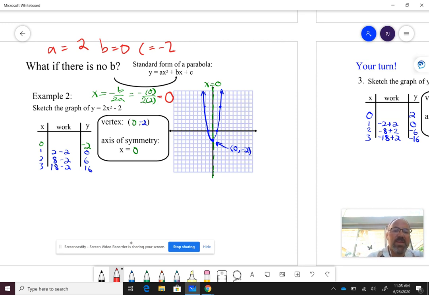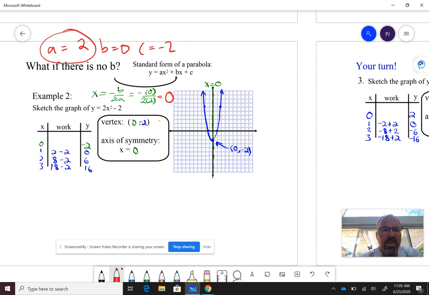So if my axis of symmetry is 0, that is the y-axis. It comes right down the y-axis, my axis of symmetry. Now for the y value of my vertex, if I plug 0 back in here, that's just 0 squared times 2, which is 0. And then 0 minus 2 gives me the -2. So we have the x and y values for my vertex, and we know that this is going to open up because it has an a value that is positive.